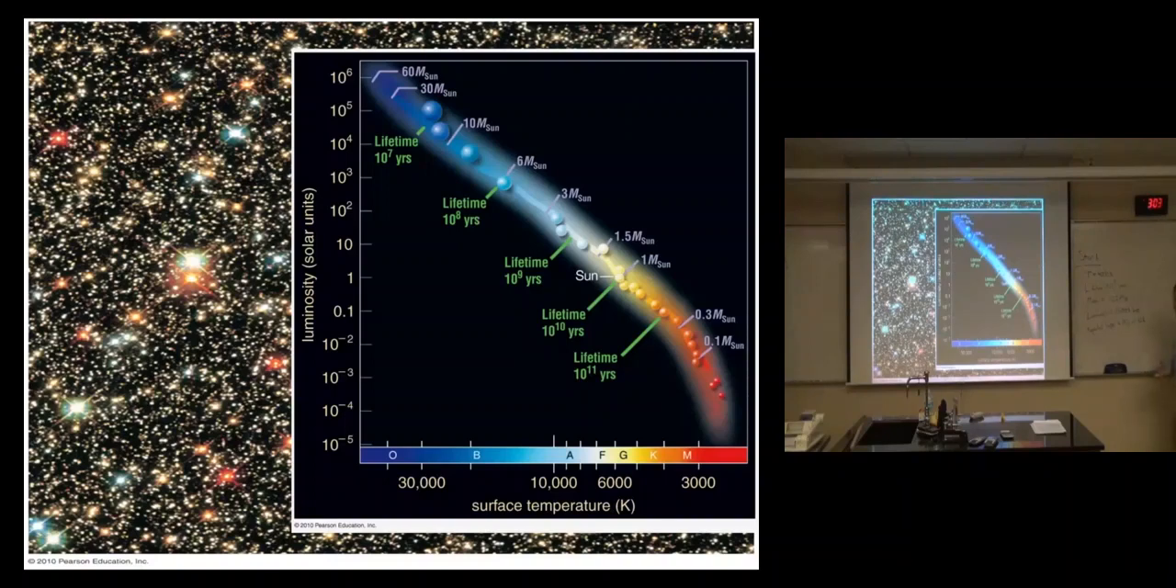And they're not equal in terms of the amount of temperature they cover. So this is a range of like 10,000, 20,000 degrees. This is a range of like 1,000 degrees, the M stars. So maybe 1,500.